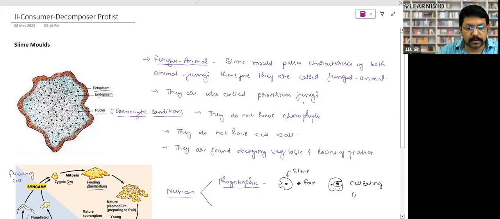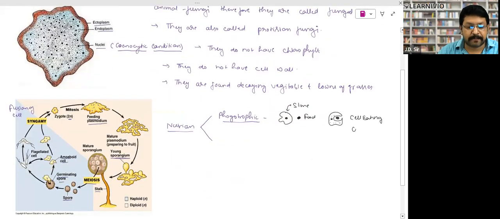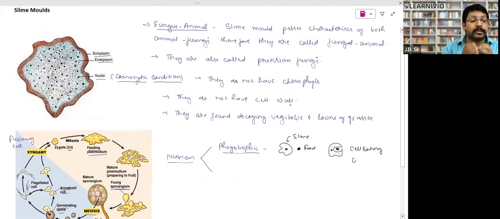So try to understand, right? Phagotrophic means phago means eat. Phago means eating something, right? So even we are doing phagotrophy. Phagotrophic means basically cell eating. So like amoeba eats this way, right? So this is food and this is slime mold. When slime mold does this, it is called cell eating, right?